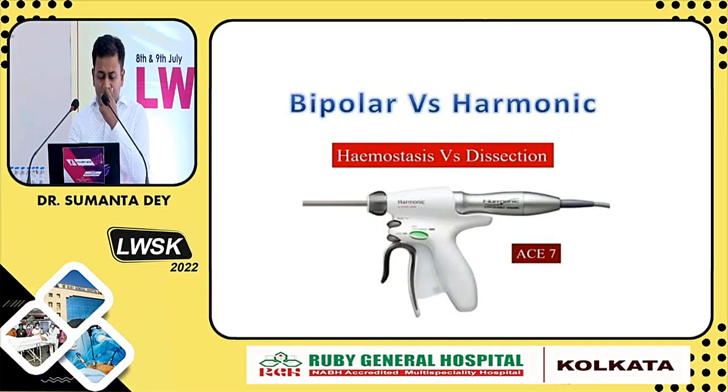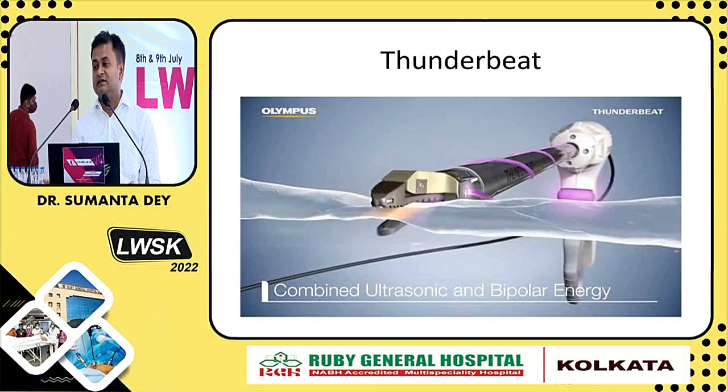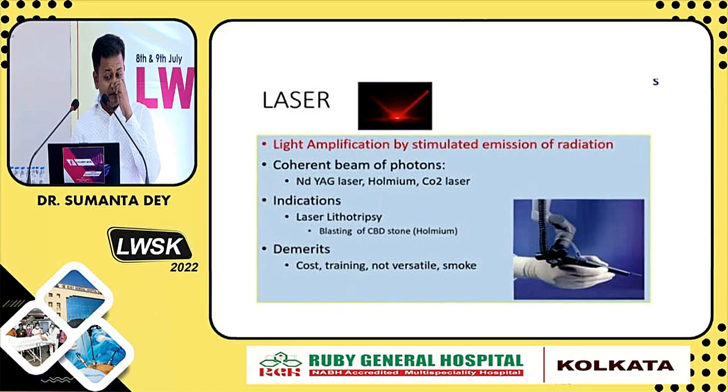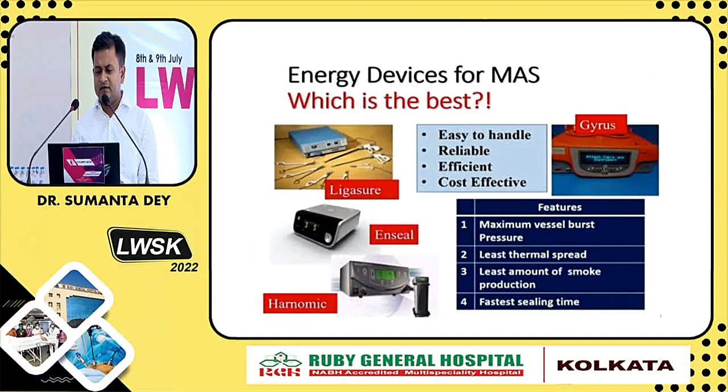So what to do, bipolar or harmonic? For hemostasis, bipolar causes more hemostasis, harmonic causes more dissection. Then there is the Olympus Thunderbeat, where ultrasonic and bipolar energy are combined in one device. This is the latest and the best energy device available in the market, obviously a bit costly, but if you have it, you can do any advanced laparoscopic surgery if you are competent enough. Laser is not much used in laparoscopic surgery as of now, but it will come again in the future.